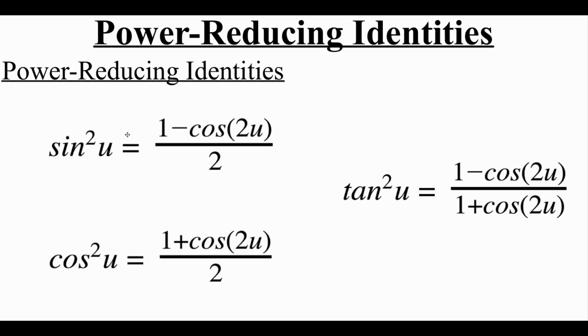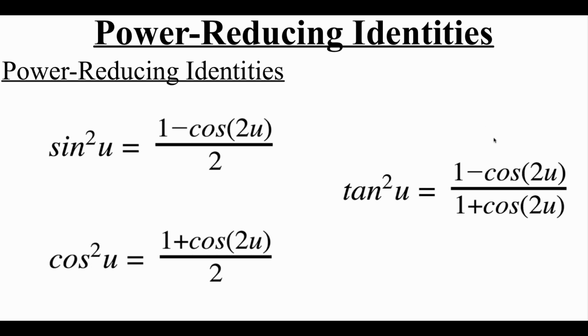So as far as the sine squared of u, our identity says 1 minus cosine of 2u over 2. For the cosine squared of u, the identity we've got there is 1 plus the cosine of 2u over 2. And for the tangent squared of u, we've got 1 minus the cosine of 2u over 1 plus the cosine of 2u.